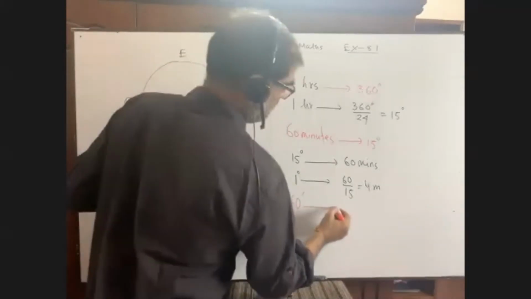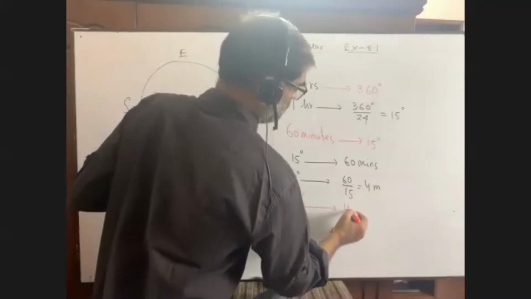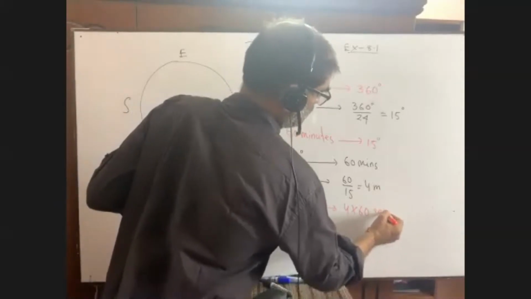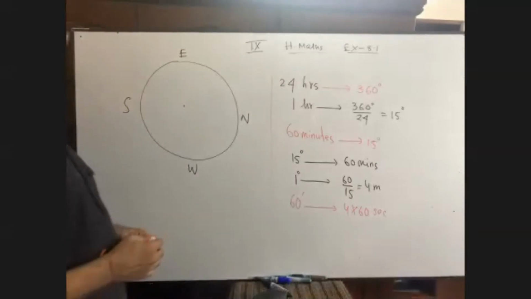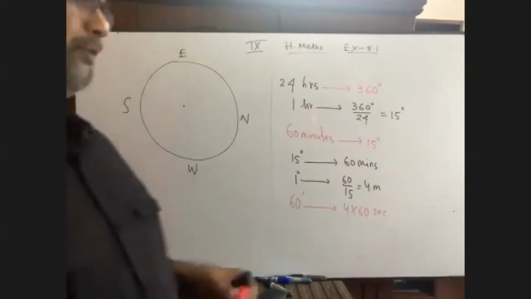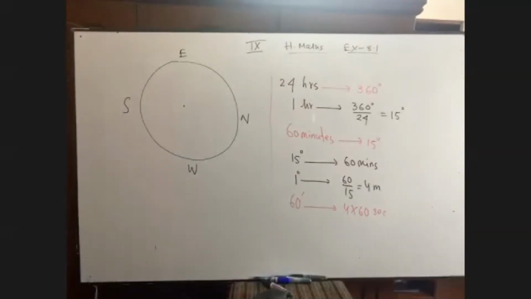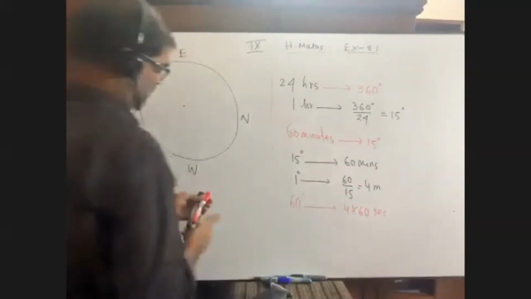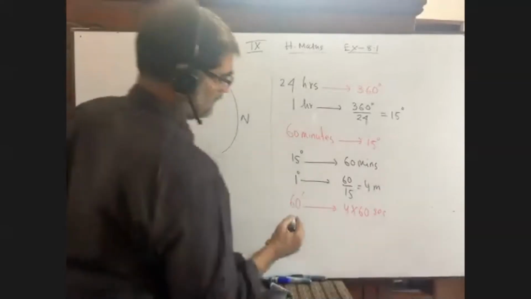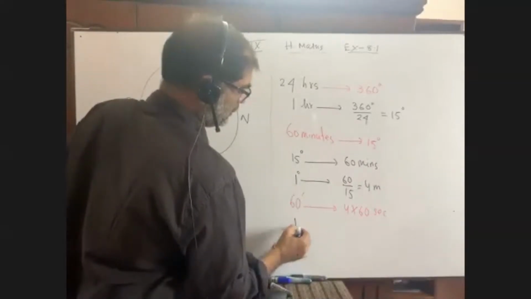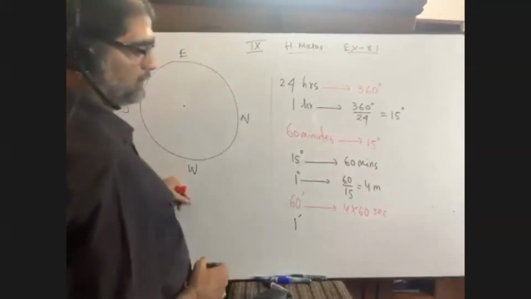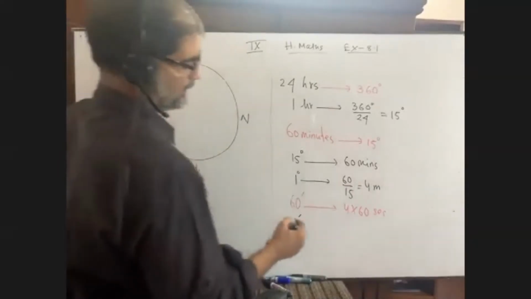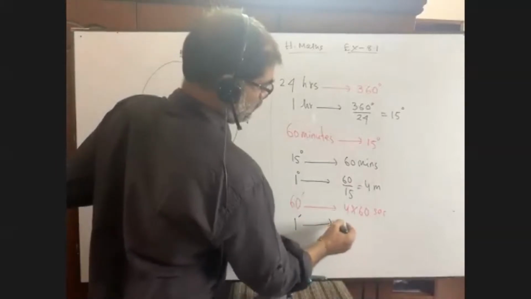And 4 minutes equals to what? 4 into 60 seconds. Yes, 4 minutes equals to 4 into 60 seconds. If we cancel this 60 and this 60, we will get that an angle of 1 minute is rotated by the Earth in 4 seconds.